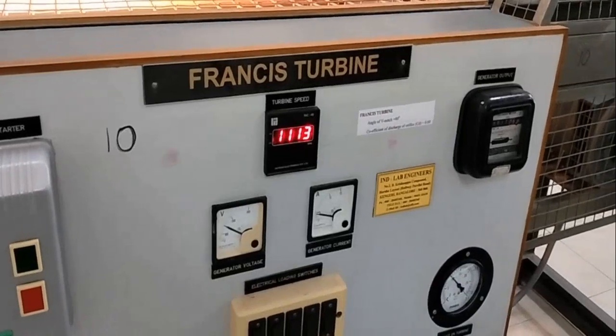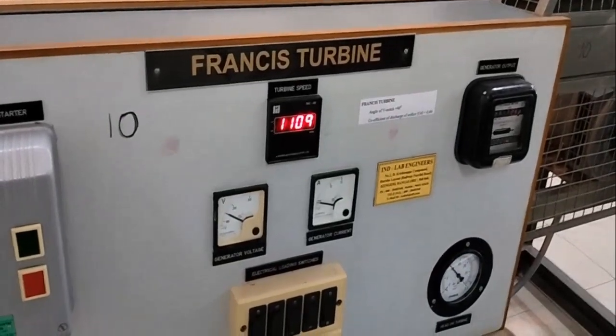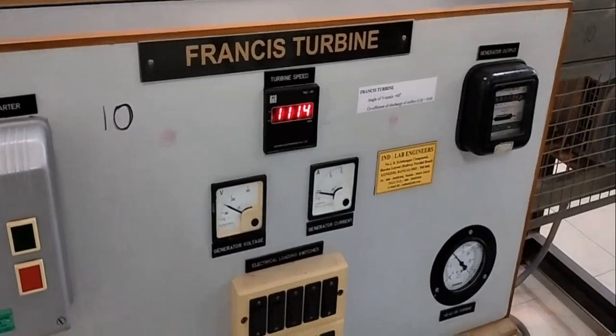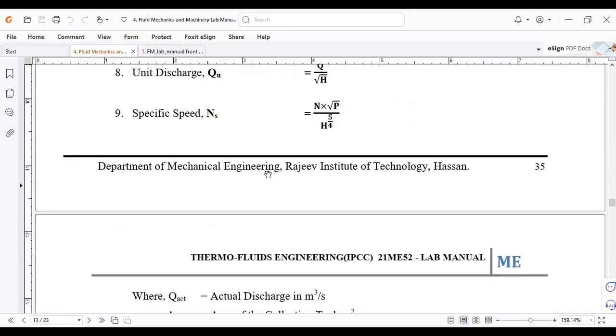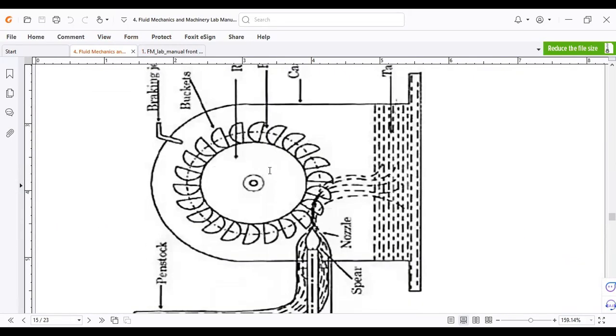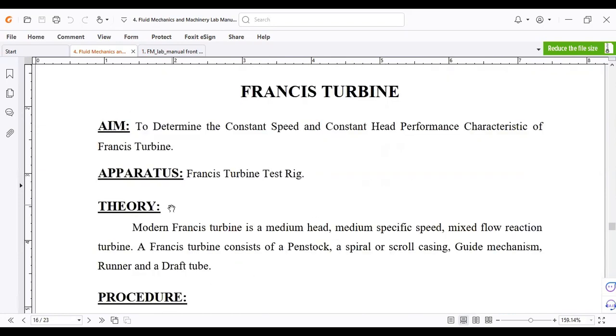Thank you. Now the next thing we are going to discuss is the calculation part of the Francis turbine. Okay, the Francis turbine experiment part is over. Now we are going to discuss the calculation part. Here also you are going to conduct the experiment in two methods, constant speed and constant head, similar to what you did in the Pelton wheel.